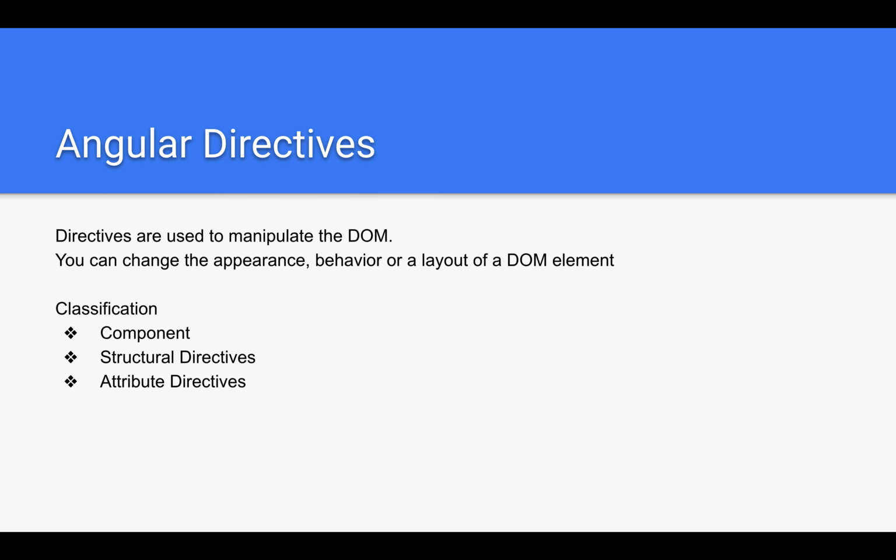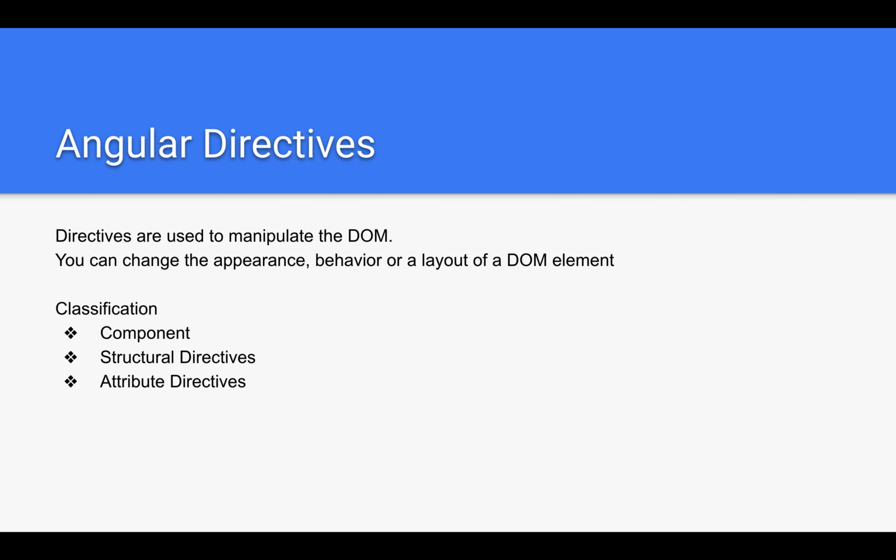Directive means basically something you use to manipulate the DOM, the document object model. You can change the appearance, the behavior, or the layout of the DOM element. For example, if you have a paragraph tag in the HTML, you can change the color of the text dynamically, or display some data inside the paragraph tag. You can do all those things.